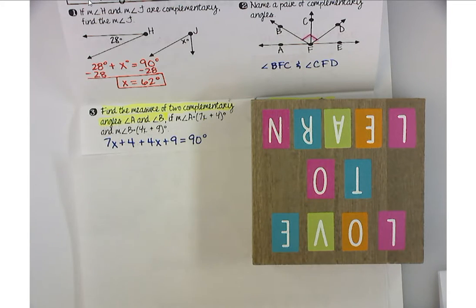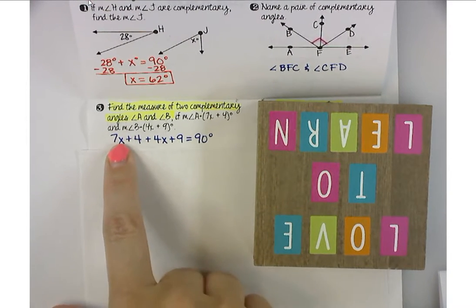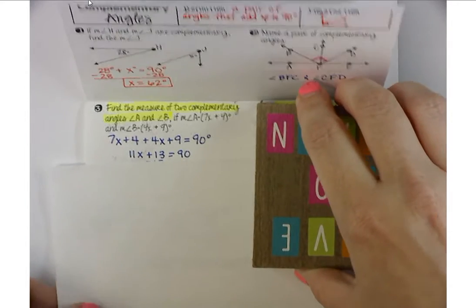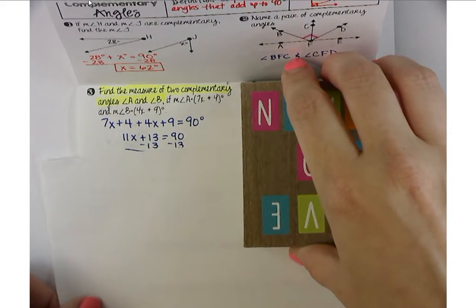And then once we have that equation, it just turns into an algebra problem. So we have to get our like terms together. So I have 7x's here, I have 4 here, so together it makes 11. 4 plus 9 is going to be 13. So I'm going to subtract 13 from both sides.